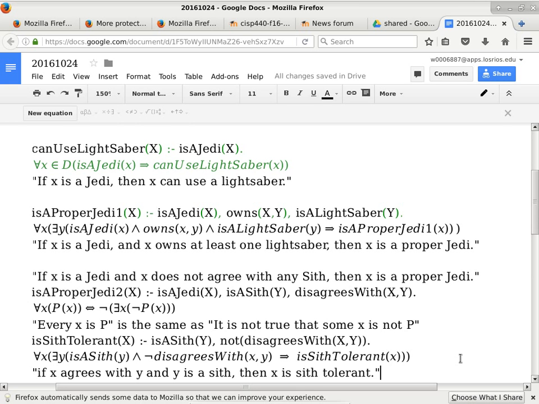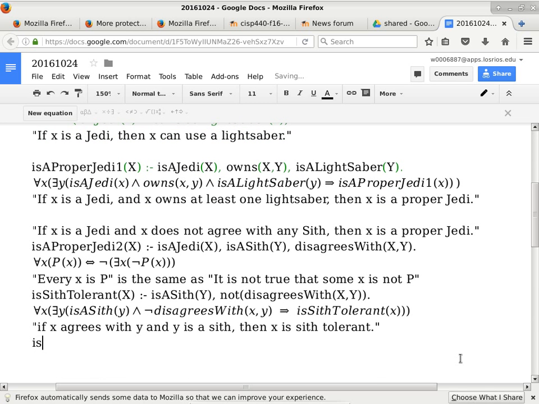Now that we know what is cis tolerant, which means you have to agree with at least one cis, we can go back and use this to help us define what is a proper Jedi. Let's call it is a proper Jedi 2, because I want to make this different from the first one. First of all, we want x to be a Jedi first. Is a Jedi x.